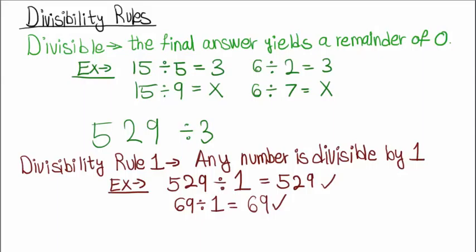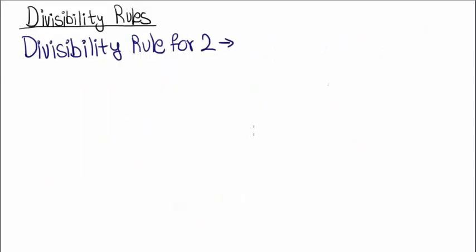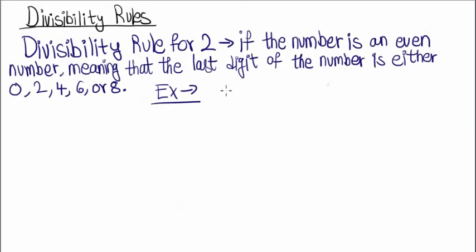Let's now go over the divisibility rule for the number 2. A number is said to be divisible by the number 2 if that number ends in 0, 2, 4, 6, or 8. For example, a number such as 76 is indeed divisible by the number 2 because the last digit in the number 76 is the number 6, which makes this number an even number.